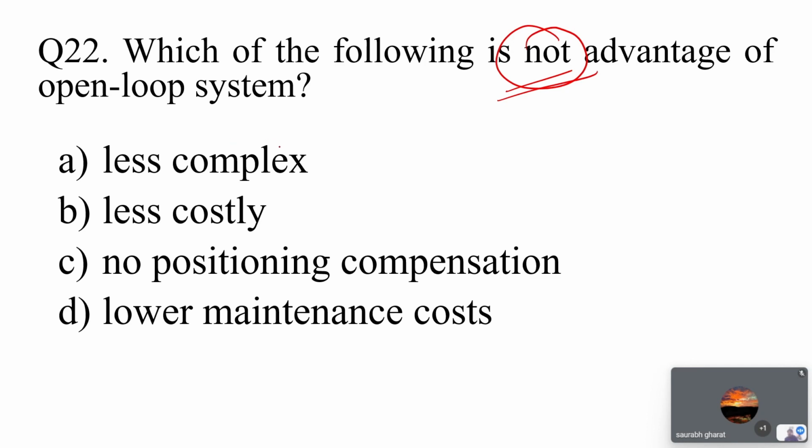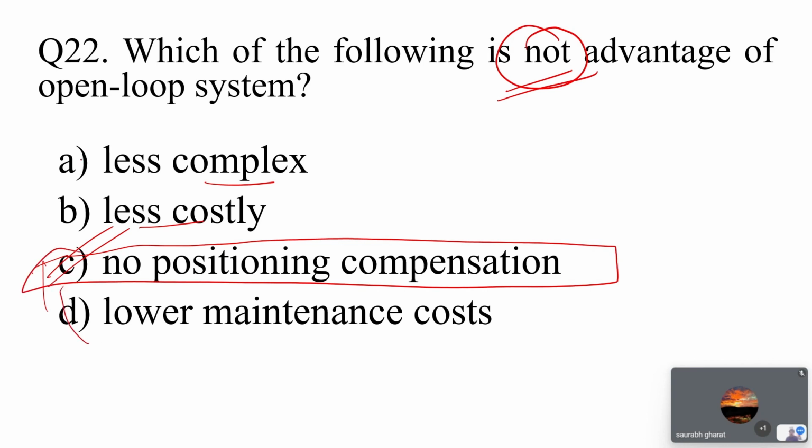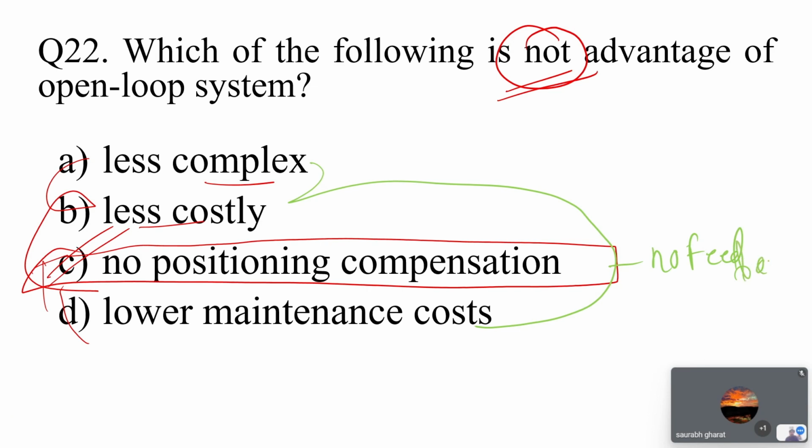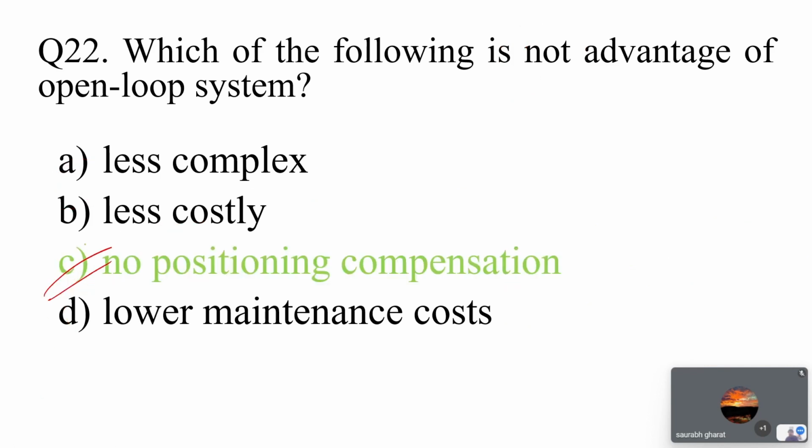So less complex is actually an advantage. Less costly is again an advantage. Lack of compensation is the correct answer. Lower maintenance, all these are advantages actually. These all are advantages, and this is the only disadvantage, because of no feedback, you have no position compensation. Okay, because of no feedback, this is what happens. No positioning compensation. This is the correct answer.